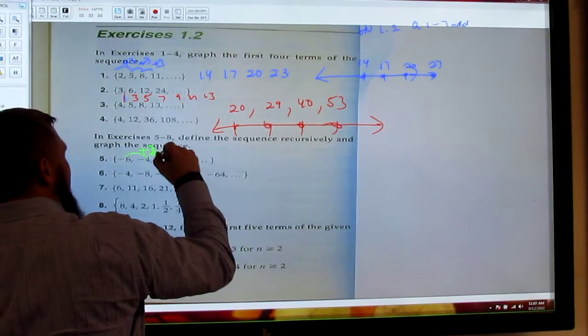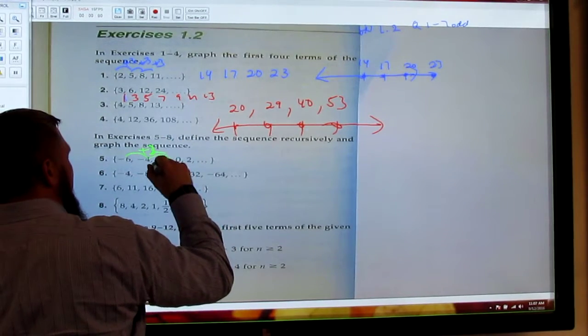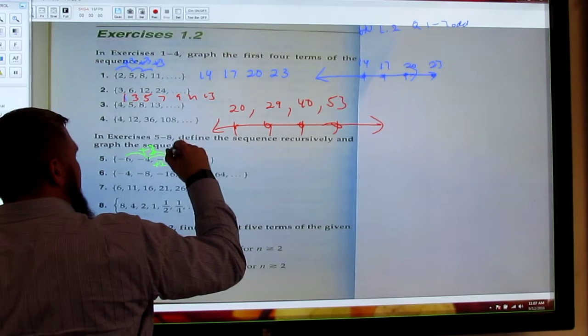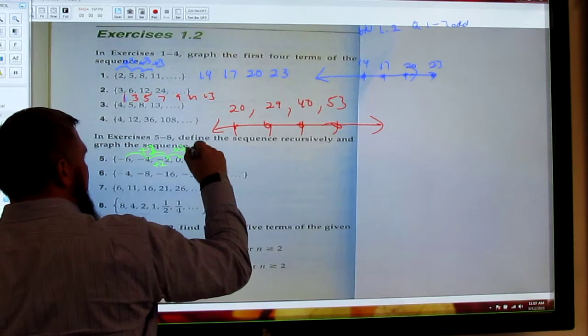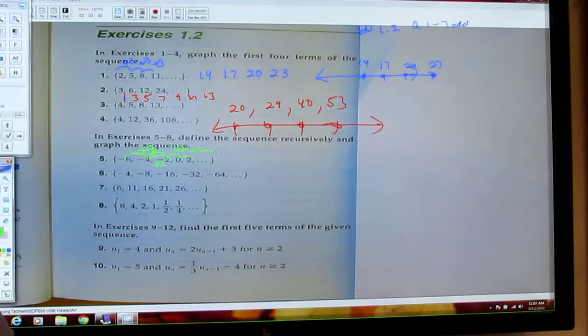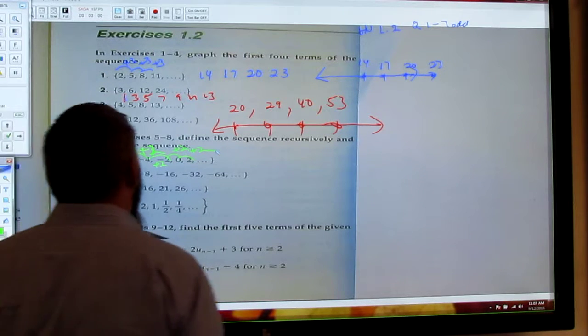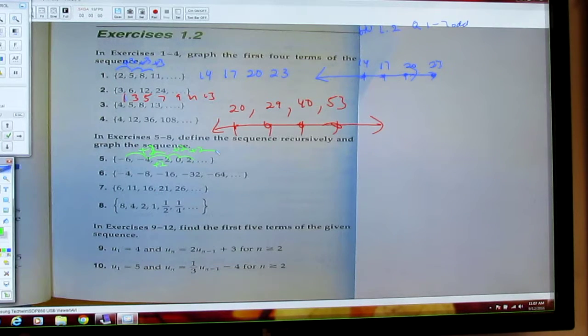And I wrote plus 2, plus 2, plus 2, right? And so the next terms, can you tell me what they would be? And then how would I write this as a recursive sequence? So just plus 2.